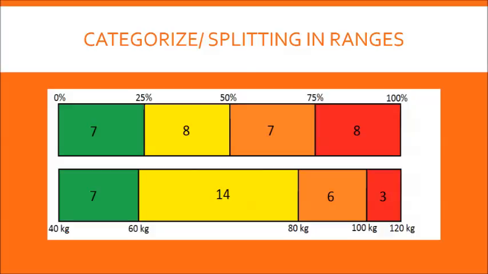To tackle this problem, it is possible to split in ranges. In this example, there are 4 ranges of 20 kilograms each. The effect now is that the ranges are the same, but the group size differs from only 3 people in the red group to 14 people in the yellow group. Before splitting ranges, think about which method fits your problem best.